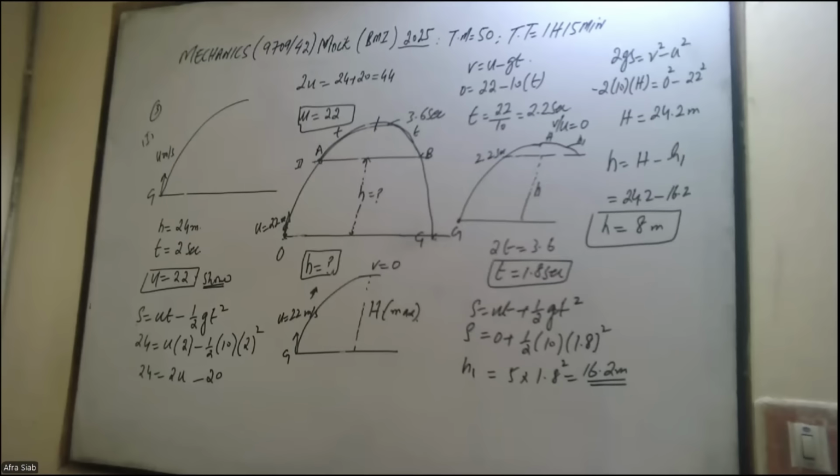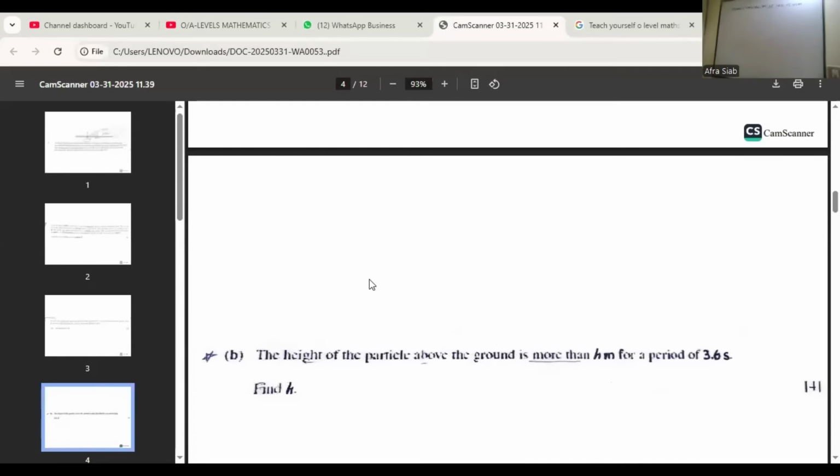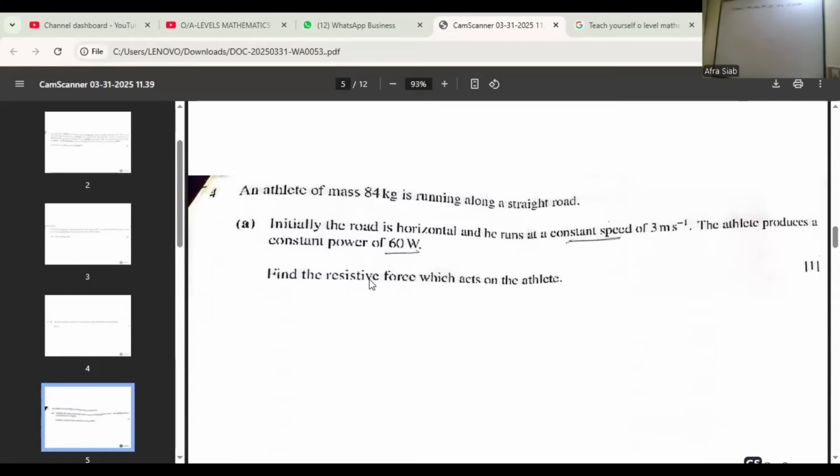Now we'll start question number 4. An athlete of mass 84 kg is running along a road. Initially, the road is horizontal and he runs at a constant speed of 3 meters per second. The athlete produces a constant power of 60 watt. Find the resisting force which acts on the athlete.